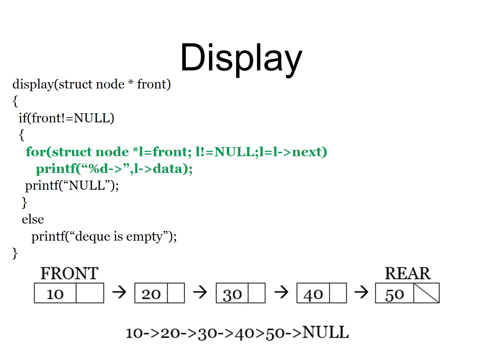Then L has to jump to L of next. Here L of next is null, so L will become null, and it will come out of the list. Finally, I am printing null to make sure that I have completed printing all the elements of the DQ. So thank you. That's all about the double-ended queue, which is otherwise called DQ.